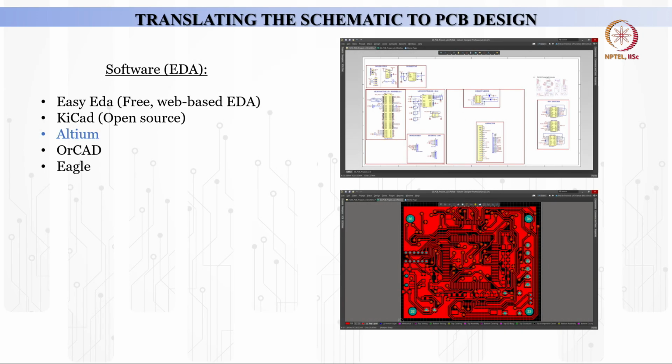Then once you have selected the components and you know the circuit that you want to make, you can translate the schematic to a PCB design using one of these software. So these are some of the softwares available for electronic design automation. EasyEDA is one free software, but it's web based. Then there is KiCad, which is open source. There is Altium, OrCAD, and Eagle, and so on. So this on the right is made using Altium, and I have shown the schematic on the top and the PCB layout on the bottom.